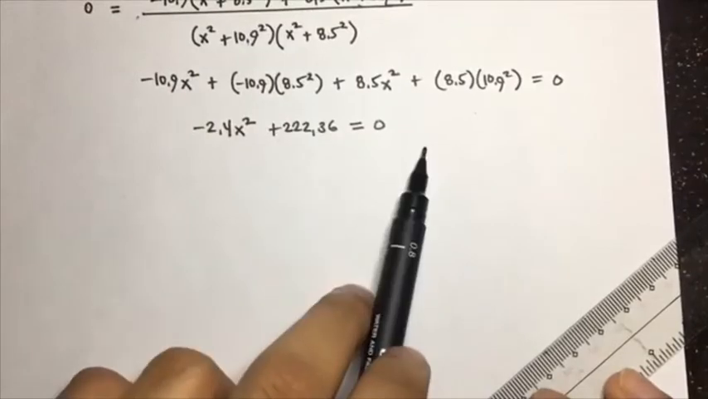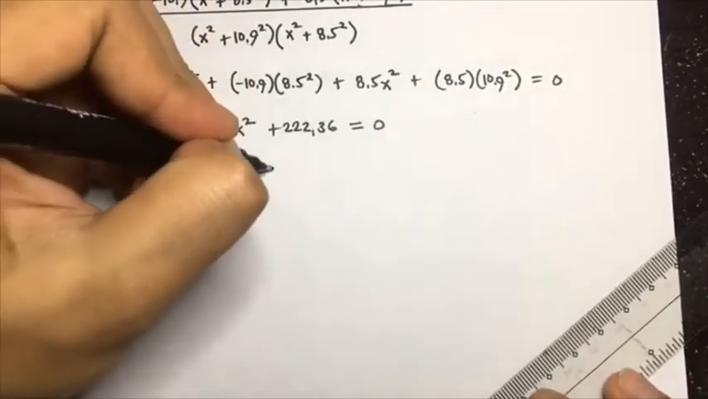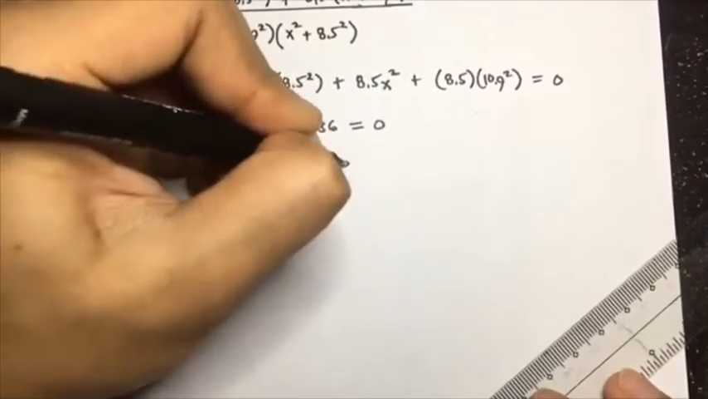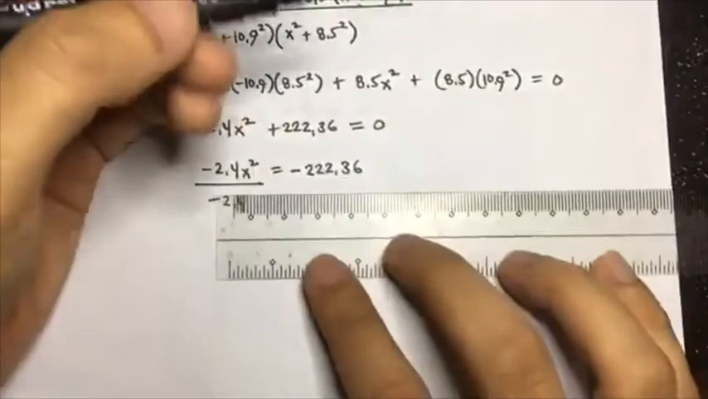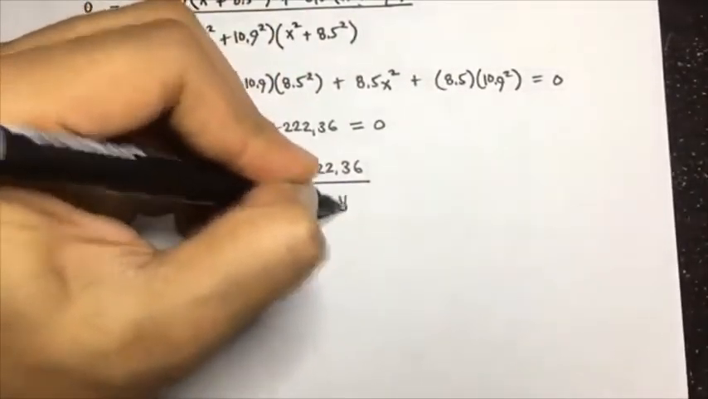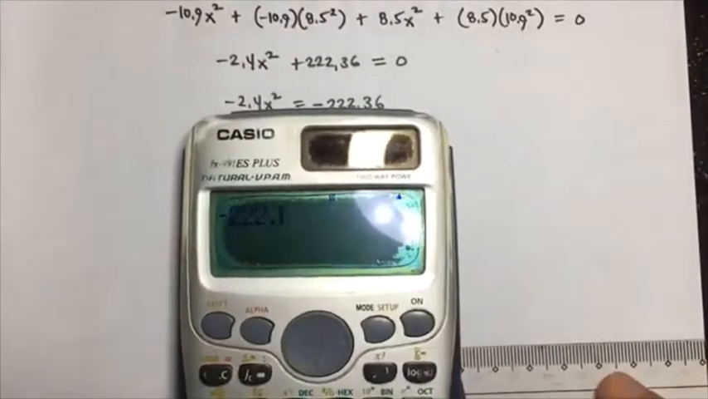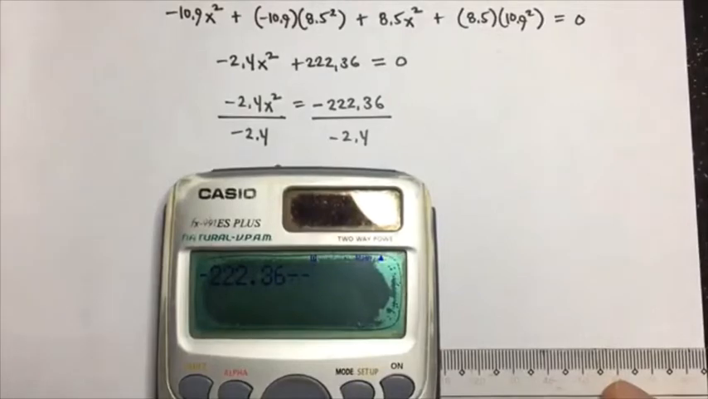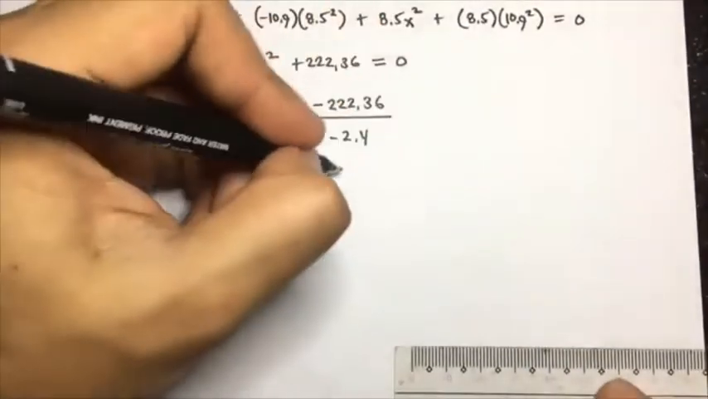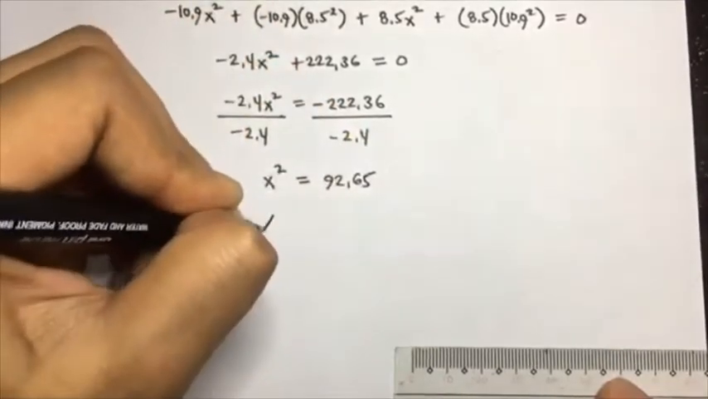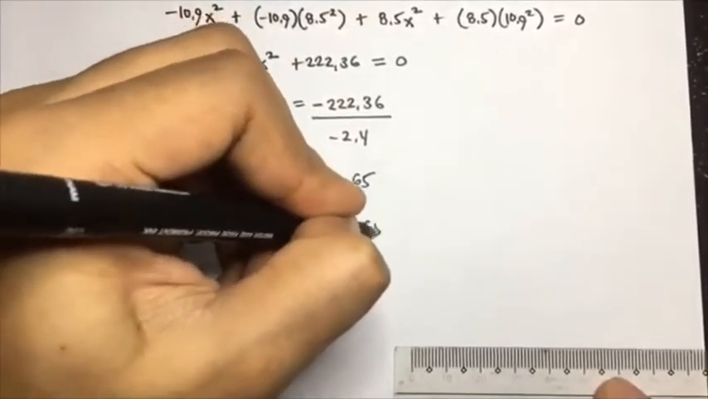Solving for x, we can transpose this to the other side. So negative 2.4 x squared is equal to negative 222.36. Dividing both sides by negative 2.4, we will have x squared is equal to negative 222.36 divided by negative 2.4, so we will have 92.65. Therefore, extracting the square root of both sides, x will be equal to positive or negative the square root of 92.65.